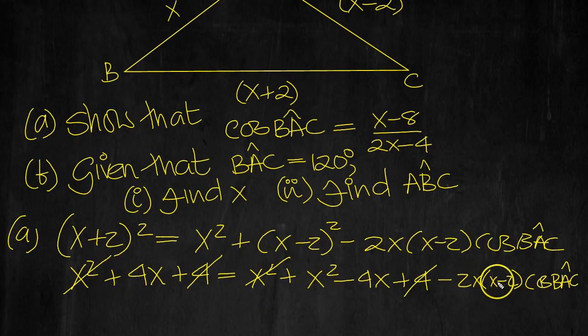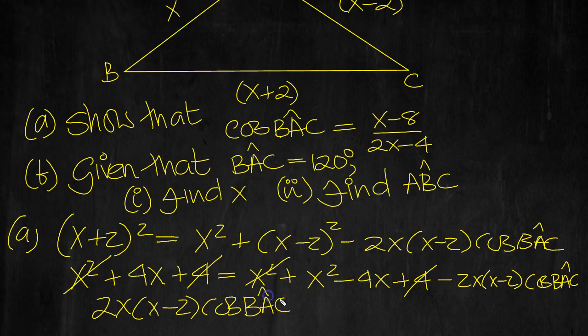So I'm going to move this stuff, because there's a minus here, to the other side. So 2x, x minus 2 cosine BAC then is equal to, so I've moved all of this because it's a minus across the equals. I've got the x squared and I'm going to move this 4x over to be with the other. This becomes minus 4x, so we get x squared. Minus 4x is already there, minus another 4 is minus 8x.